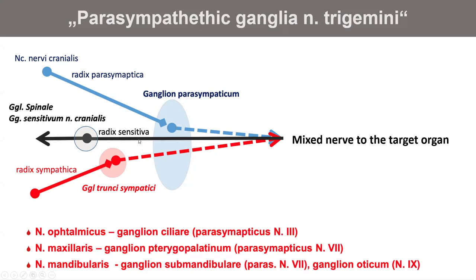explain the sensitive root for each parasympathetic ganglion, which must be one of the branches of the trigeminal nerve. And remember that it just passes through the parasympathetic ganglion. It doesn't synapse, and it is responsible for the sensitive innervation of the target.